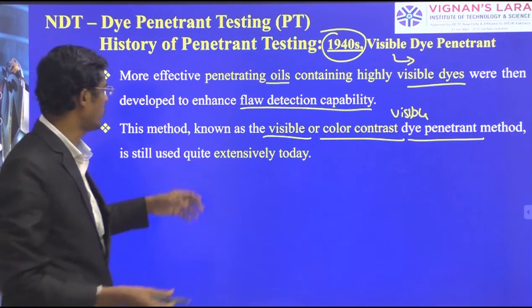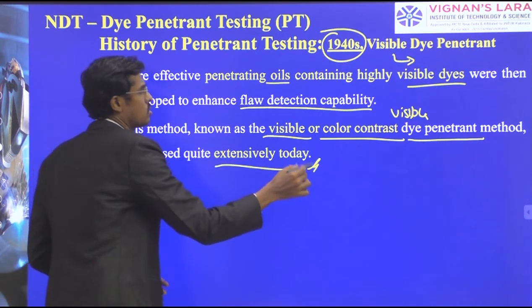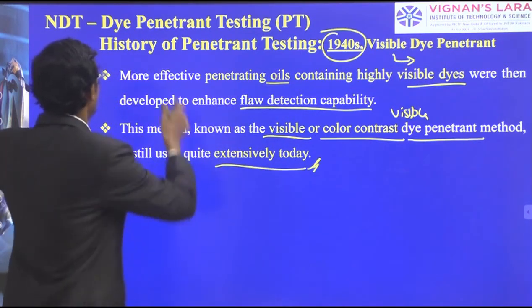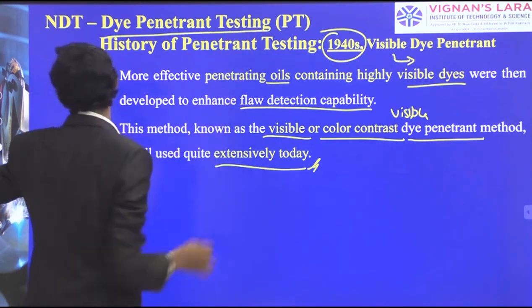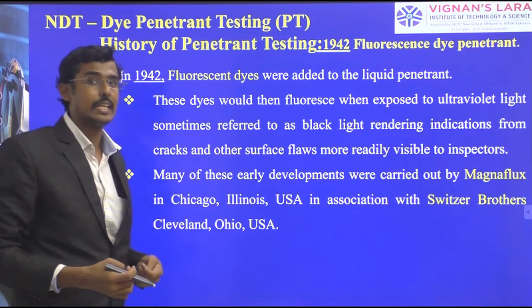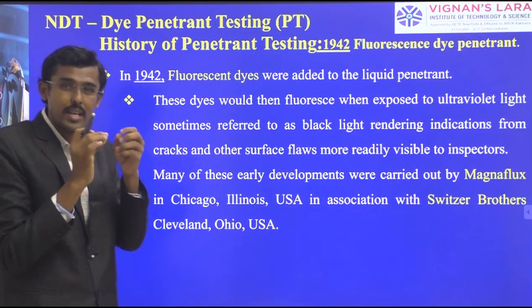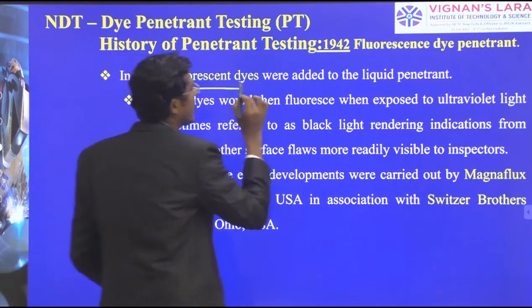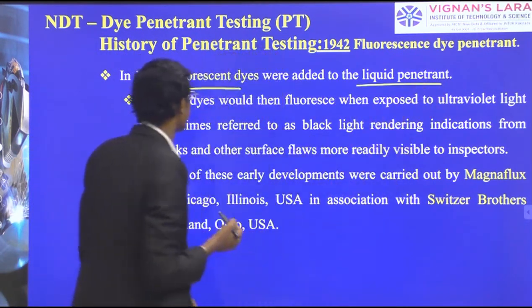So it is still used quite extensively today. Only in the 1990s did we invent some of these dye penetrant testing methods. In 1942, later, some fluorescent dye was added. For the green color, the bright colors, the fluorescent is blinking. So fluorescent dye was added to the liquid penetrant.